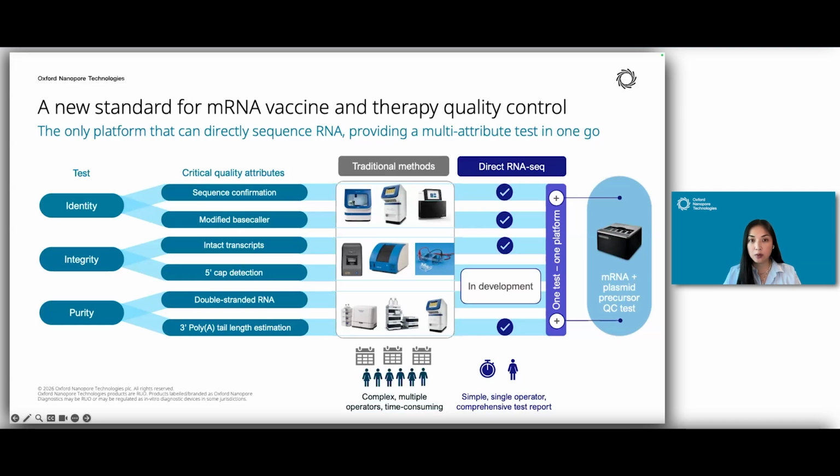Again, all of this happens on one platform, and we run this on our GridION device, which runs MinION flow cells. And Wayne will talk about this later, but we also pair the mRNA test along with our plasmid precursor QC test as well. We believe this represents a new gold standard for mRNA QC by simplifying the workflows, reducing your turnaround time, and providing richer, more accurate insights into mRNA medicines with just one assay.